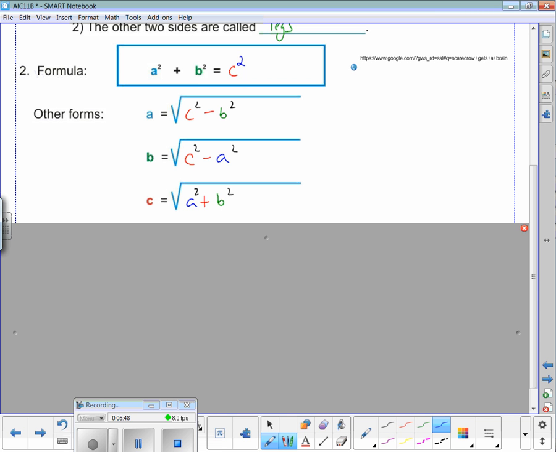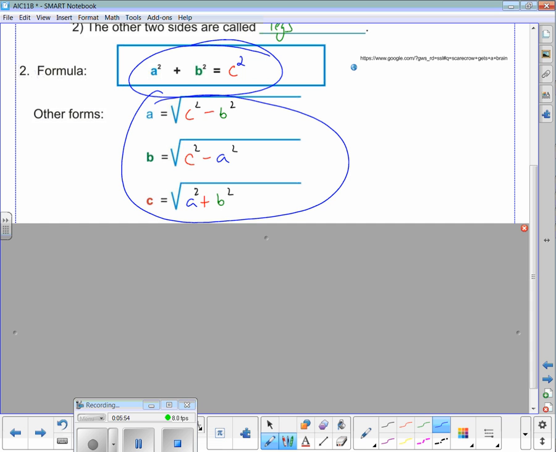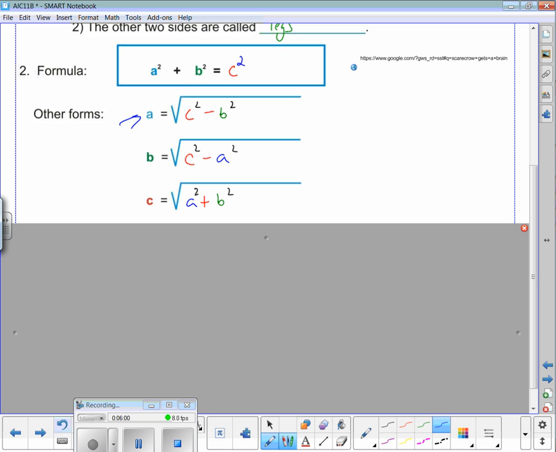So again, you don't really need to learn each of these three if you know how to solve this. If you don't know how to solve the Pythagorean theorem, and again, we've already learned this, but in case you forget, then you're going to have to use each of these forms. This will allow you to find side A, side B, and side C. Make sure though you do know the Pythagorean theorem, the one that's boxed in. You've got to know it.